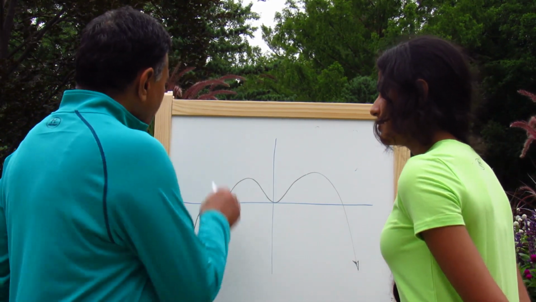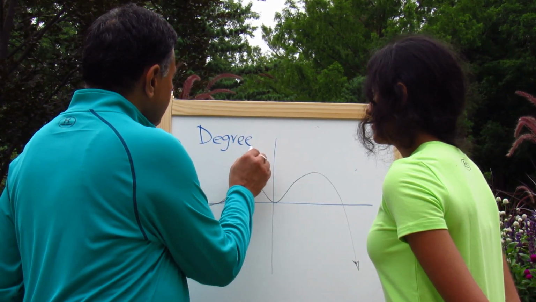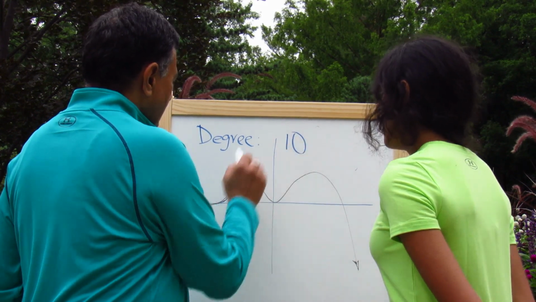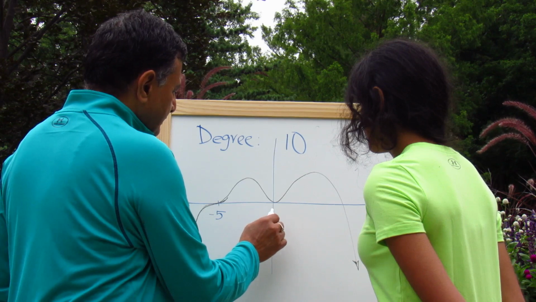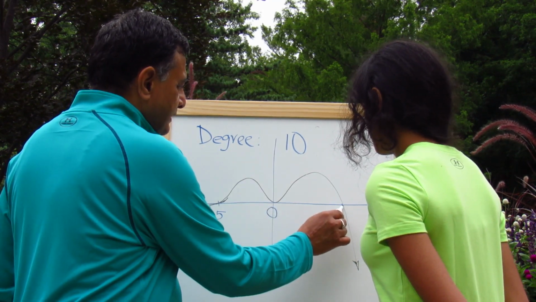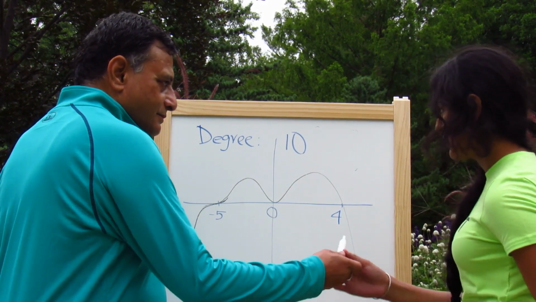Perfect. I want a degree 10 equation. Let's take this point as minus 5. This is of course 0. And let's take this as 4.